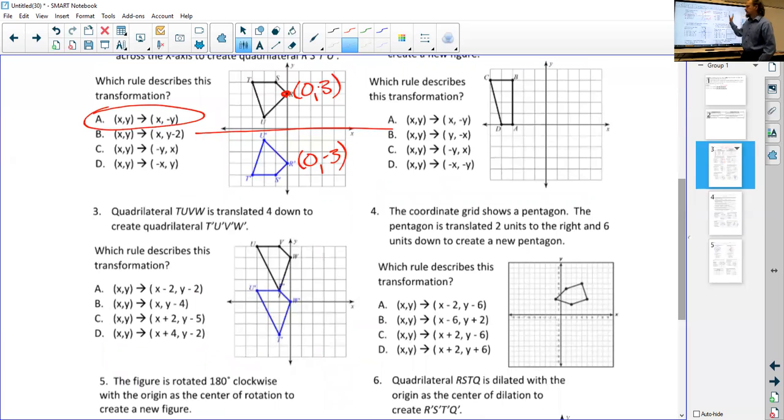Okay, but that's all these questions are. It's going to give you a situation and ask you what is the rule. Not too bad. Okay, that's all I have to say about that.